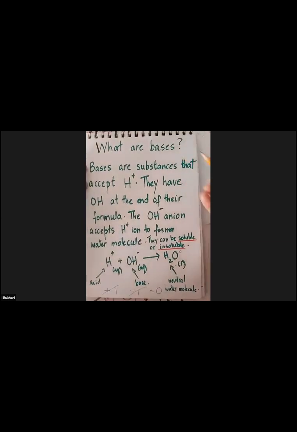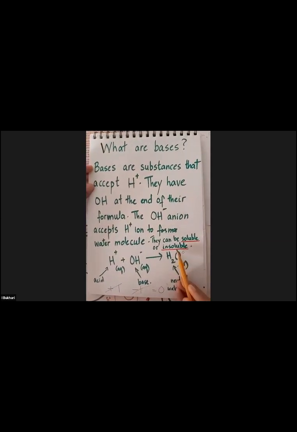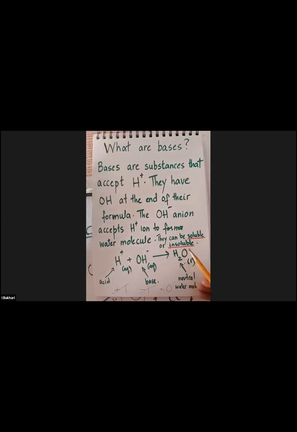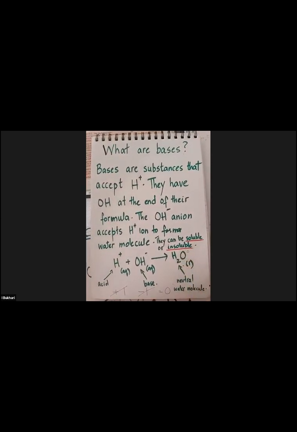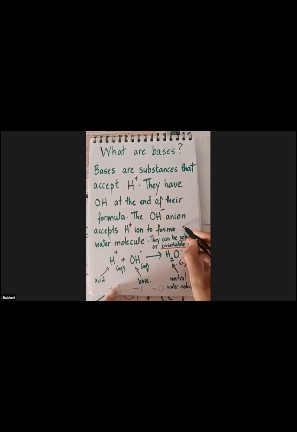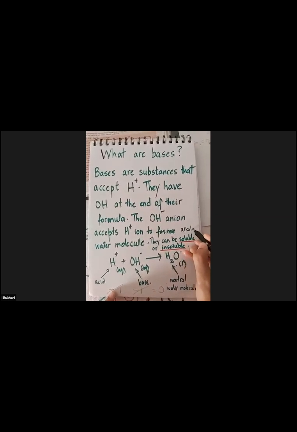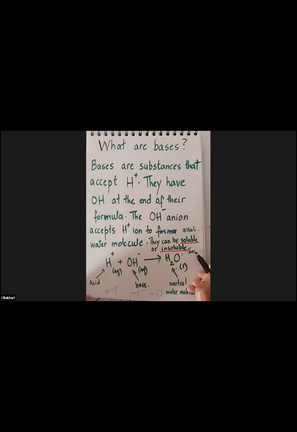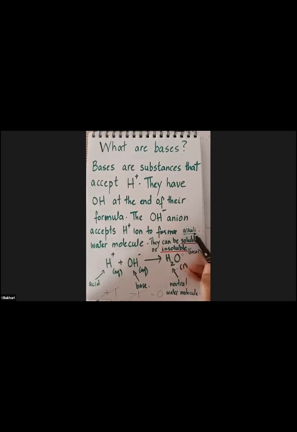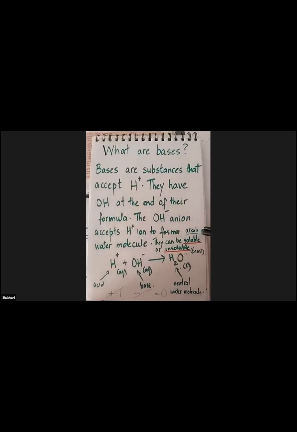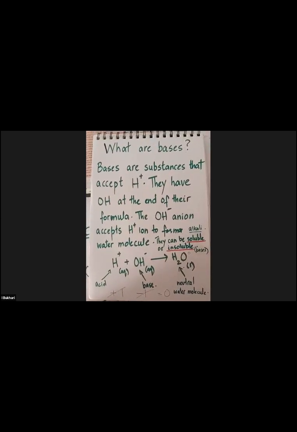Now, bases can be soluble or insoluble. Okay, soluble meaning dissolved in water, insoluble meaning that cannot dissolve in water. So soluble bases are called alkalis. They have a special name called alkalis. Okay, the insoluble ones are just simple bases. Now, alkalis are also bases. We cannot say that alkalis are not bases, it's just that alkalis are soluble bases.